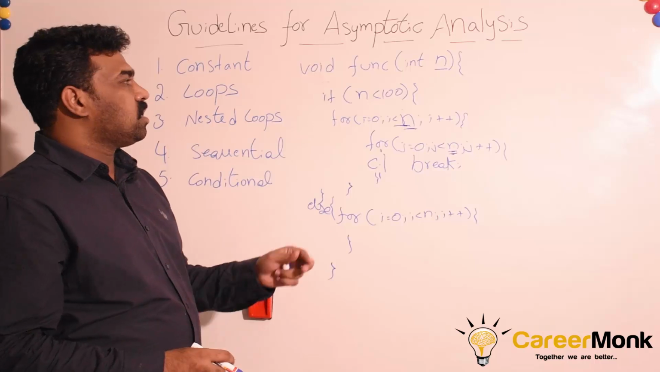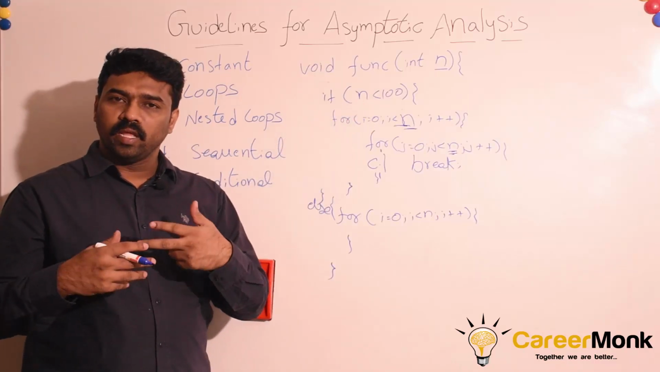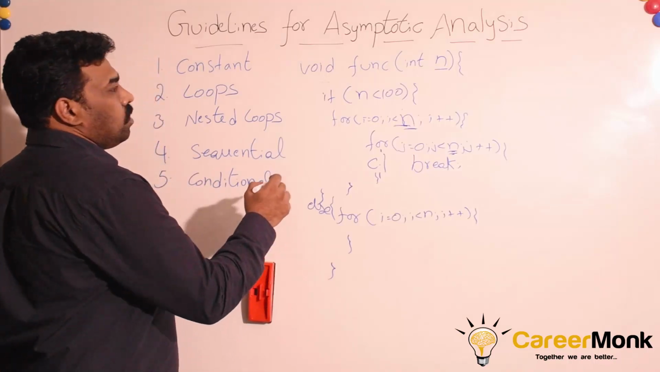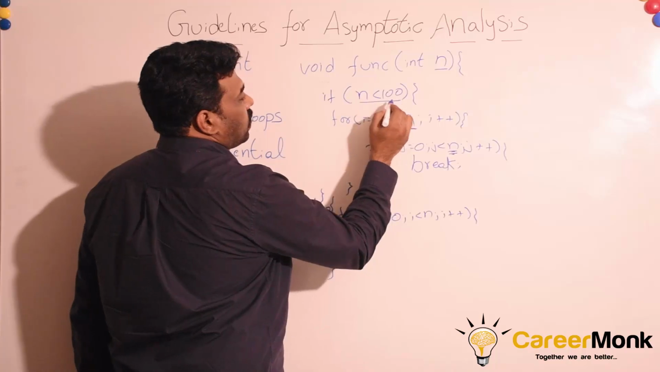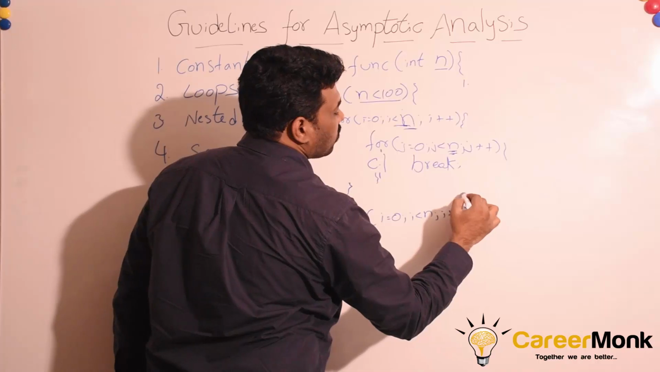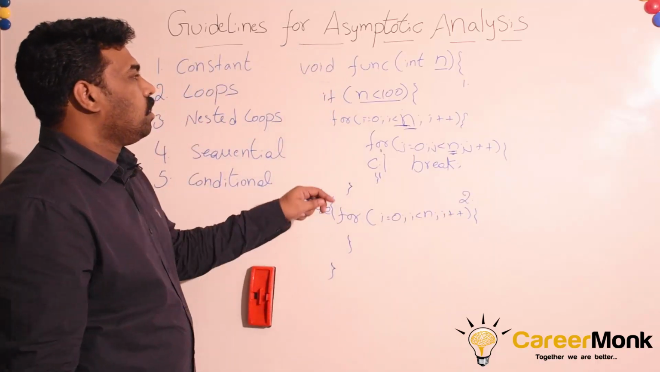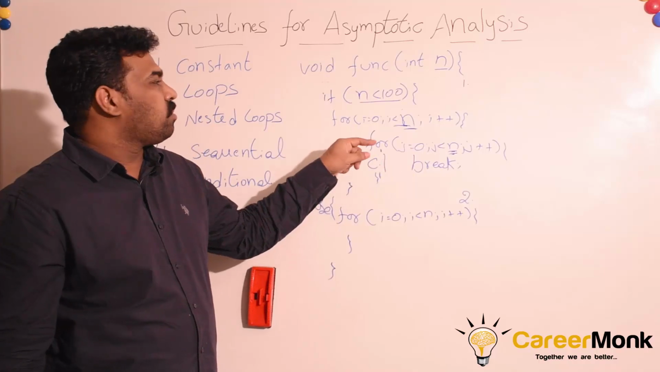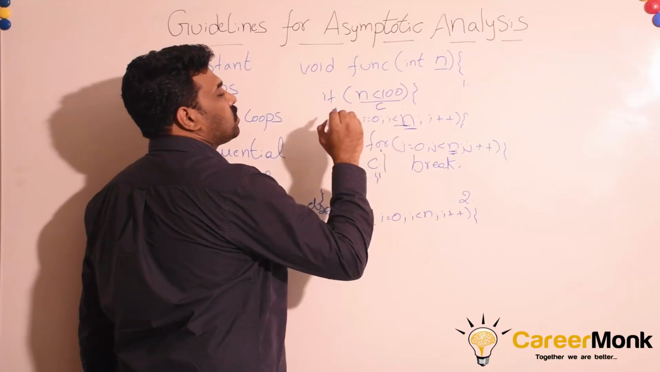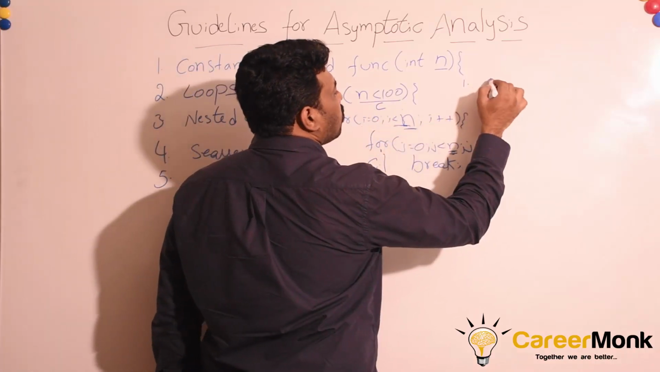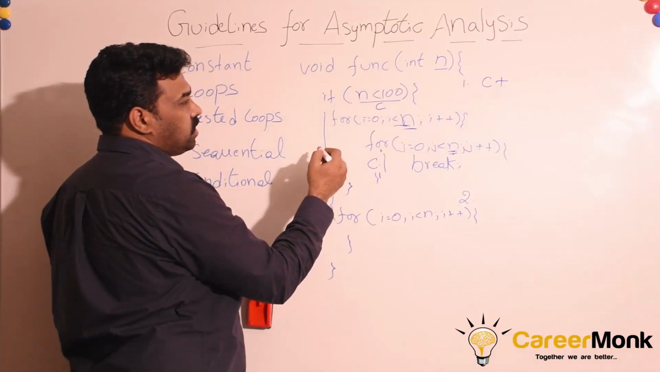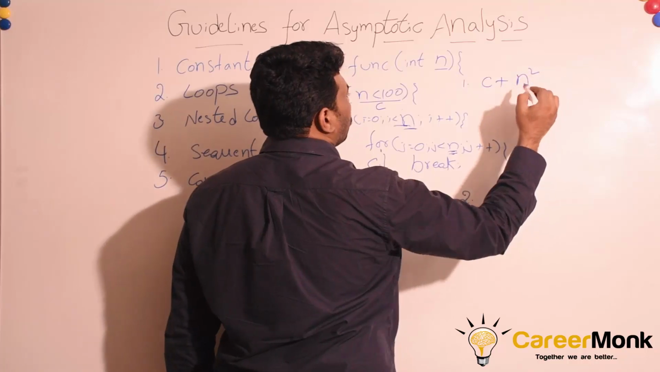If the code has conditional statements like this, we have to take each and every possibility of the code path. That means, here one possibility is if n is less than 100, and the second one is if it is greater than 100. To calculate the running time of the conditional statements, first we have to take the running time of the condition itself. Let us assume the running time of the condition is constant because it is a simple expression. Constant plus whatever the running time of the if part. Since we already seen that is n square, so c plus n square.